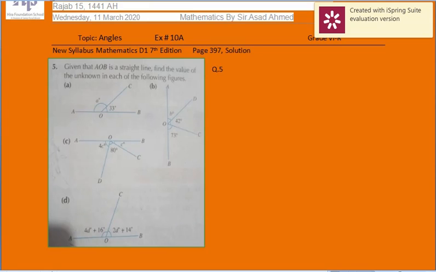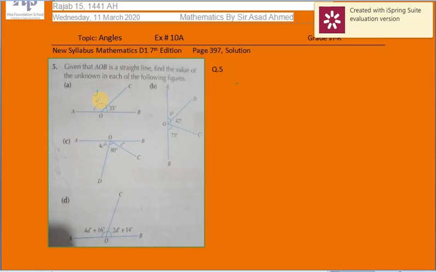Exercise 10A. Angles are the name of the chapter. Question 5 says, given that AOB is a straight line, find the value of the unknown in each of the following figures. Some of the questions related to angles we have done before up to question 4, and in question 5 this is almost the same case, but we have to find the missing angle or the missing alphabet.